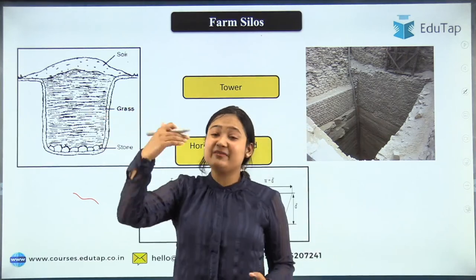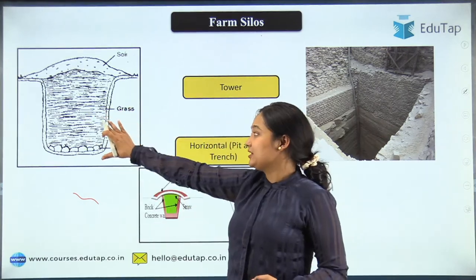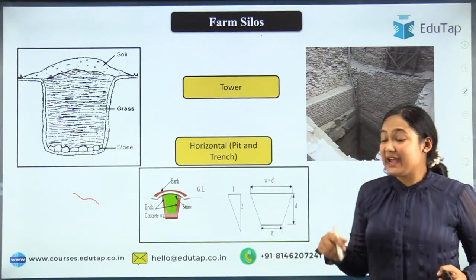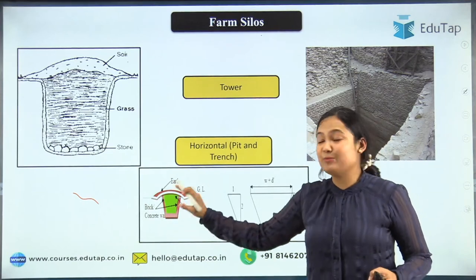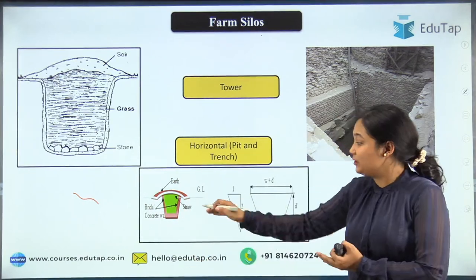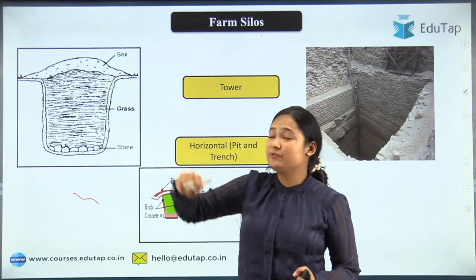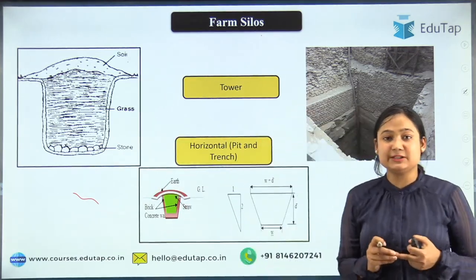Then again, wherever your extreme conditions are there, you will find it. Okay. And especially in the villages, you will find these kinds of farm structures. And then these farms again get modified over time. If you have money, you will modify it. If you have limited space and no investment, what will you do? You will keep the traditional structure of farm silos.